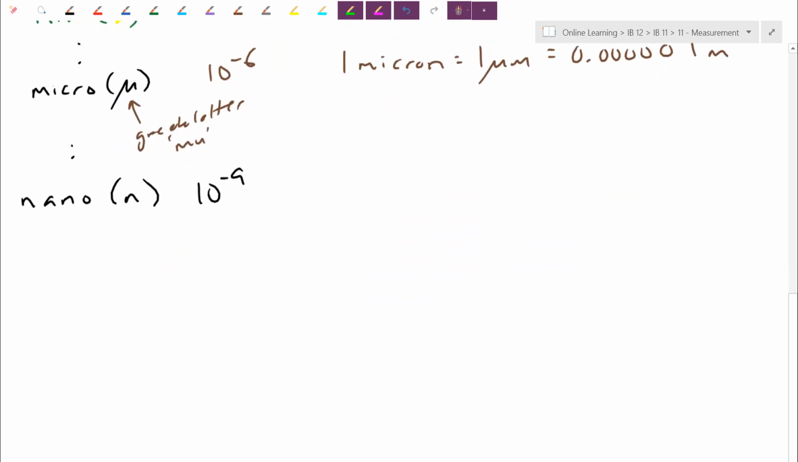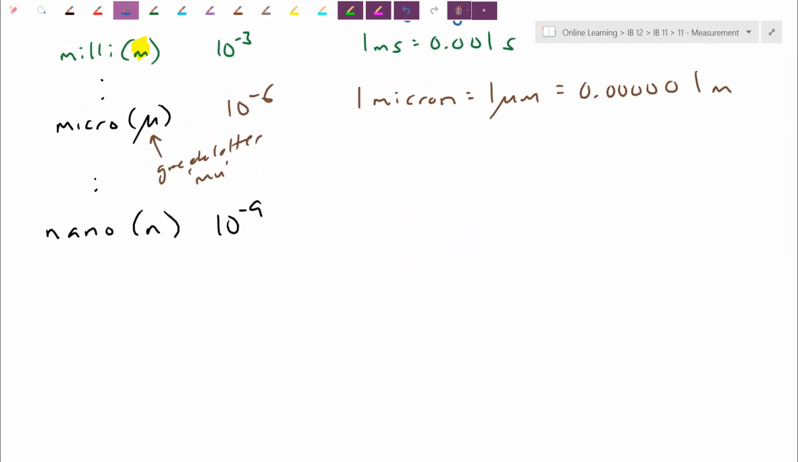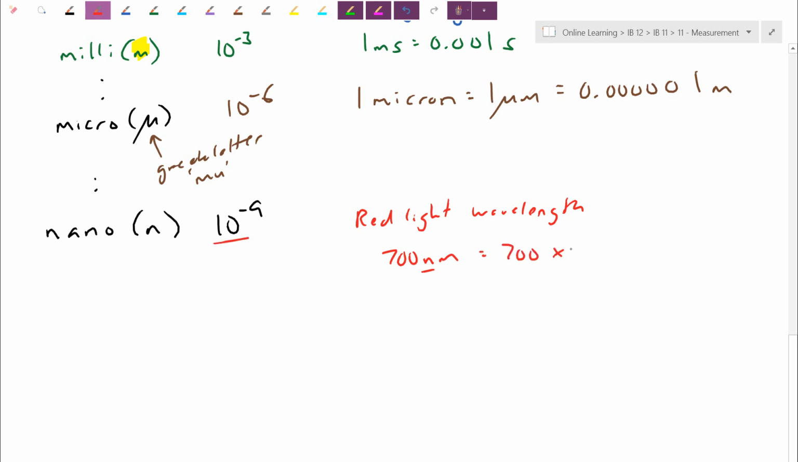So for example, when we get to chapter 2 and we look at some electromagnetic wave and we say red light, so red light has a wavelength of 700 nanometers. That's this prefix nano. So in that case there, it actually implies 700 nano meant 10 to the negative 9, so 700 times 10 to the negative 9 meters.